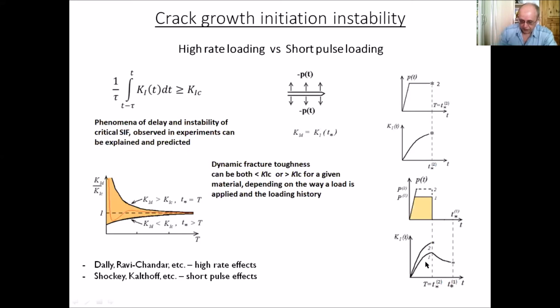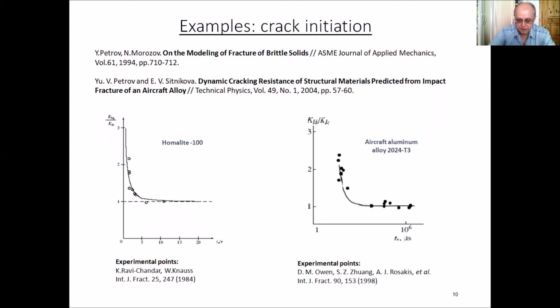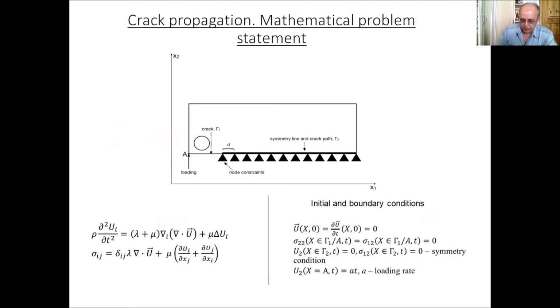So this theory can be considered just as a dynamic generalization of linear fracture mechanics. Particular materials calculated this way give good corroboration with experiments. See just examples: the K1D for Homalite 100 and K1D for aircraft alloy. So everywhere we can analytically calculate this rate effect and properly evaluate our material parameters.